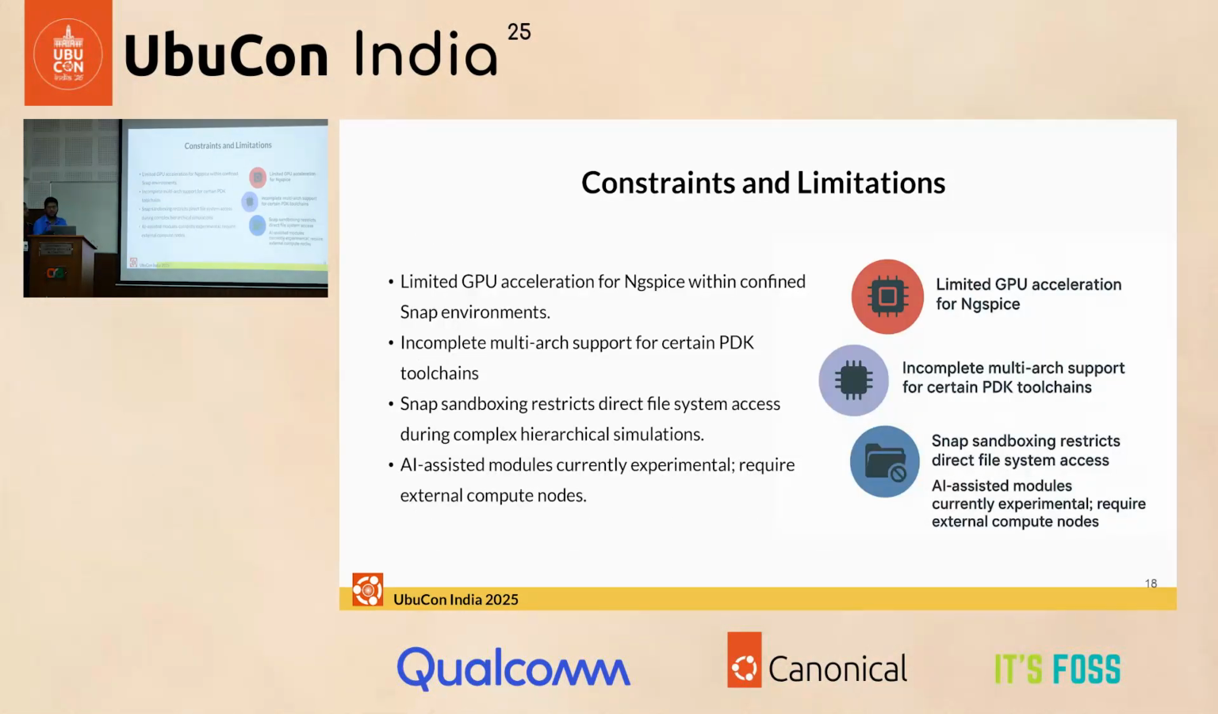Now, the constraints and limitations for eSIM on Ubuntu. Basically, there is limited GPU acceleration and incomplete multi-arch support, and the AI-assisted models are currently in progress. We'll be introducing our AI model maybe in later versions, after 2.5. It's one of the limitations you could say.